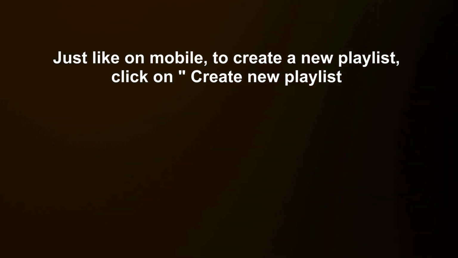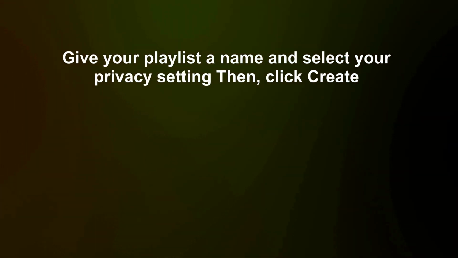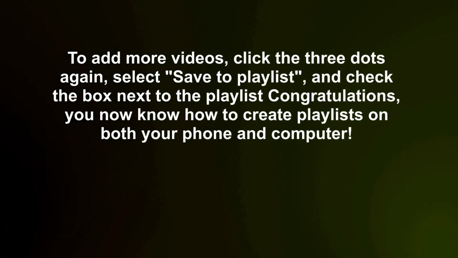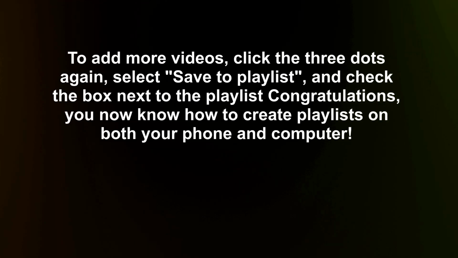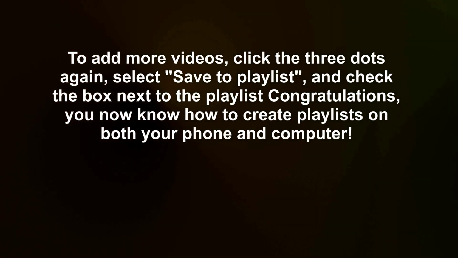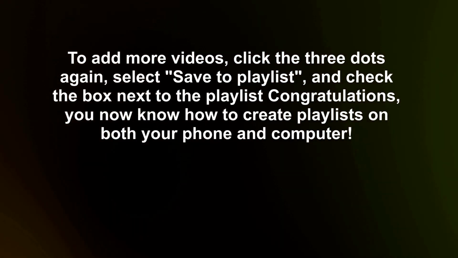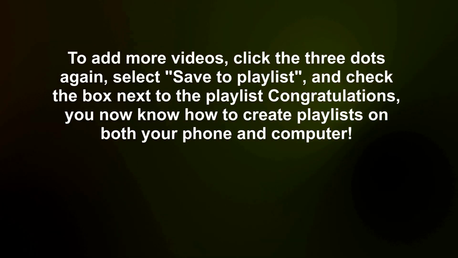Just like on mobile, to create a new playlist, click on Create New Playlist. Give your playlist a name and select your privacy setting, then click Create. To add more videos, click the 3 dots again, select Save to Playlist, and check the box next to the playlist. Congratulations! You now know how to create playlists on both your phone and computer.